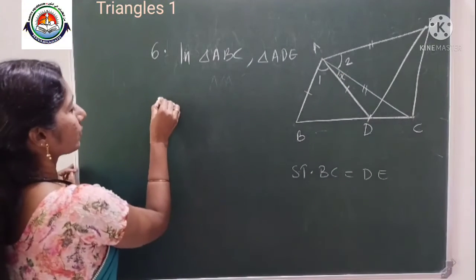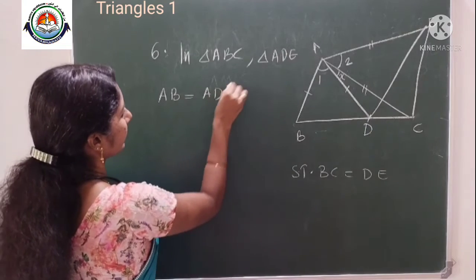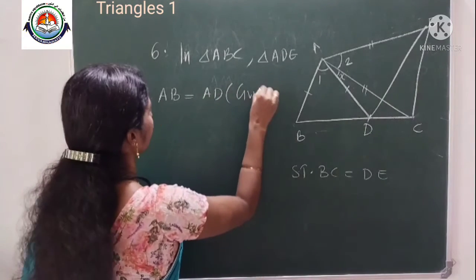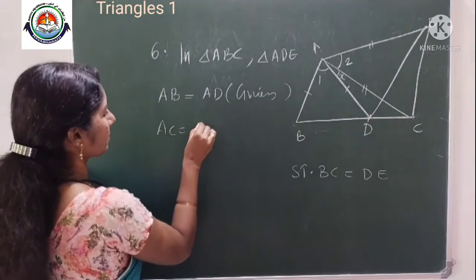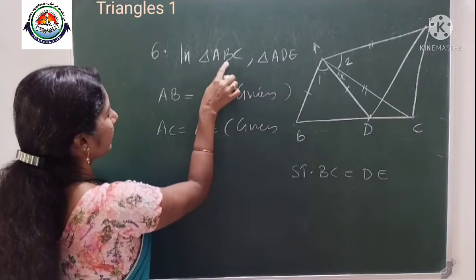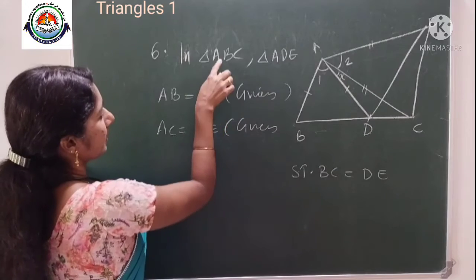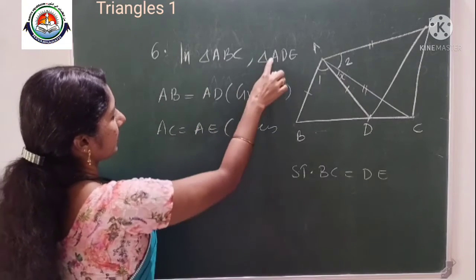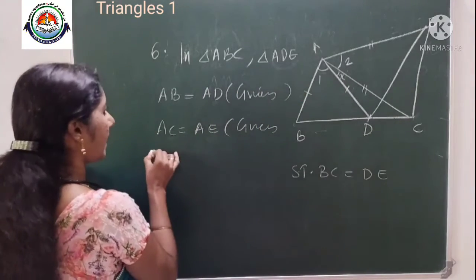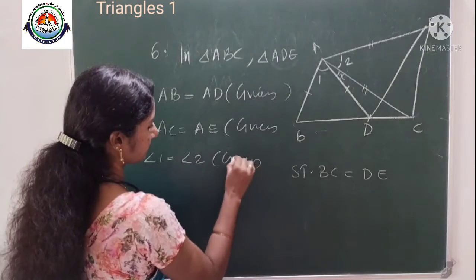Okay, so for proving these two are congruent, we will write AB equal to AD, it's given. AC is equal to AE, it's given. See, AB is the first triangle's side, AD is the second triangle's side. AC is the first triangle's side, AE is the second triangle's side. And angle 1 is equal to angle 2, given.